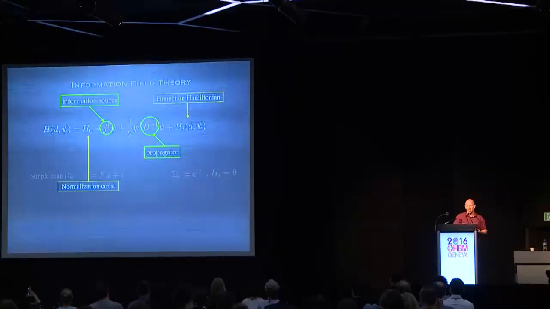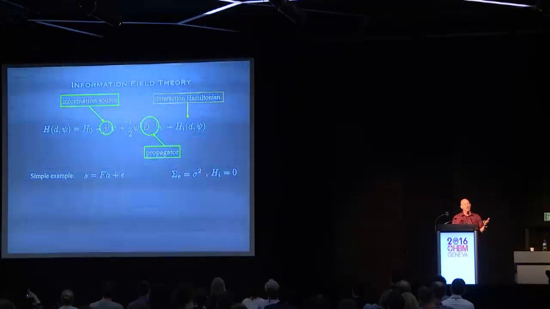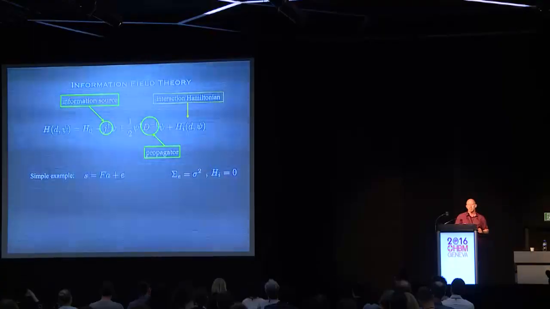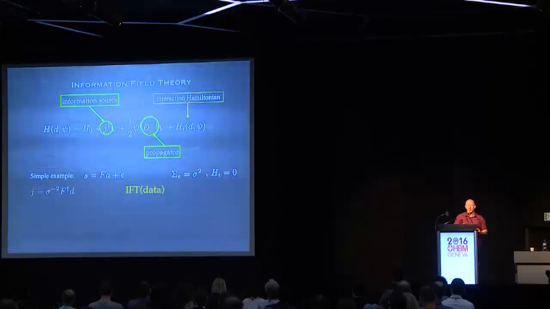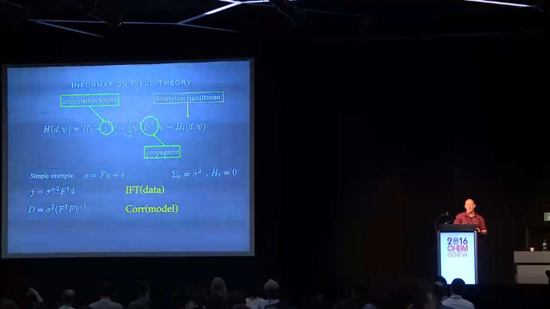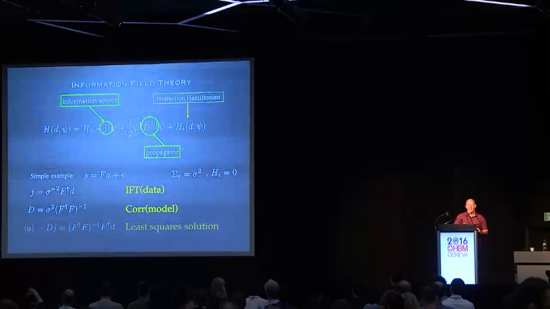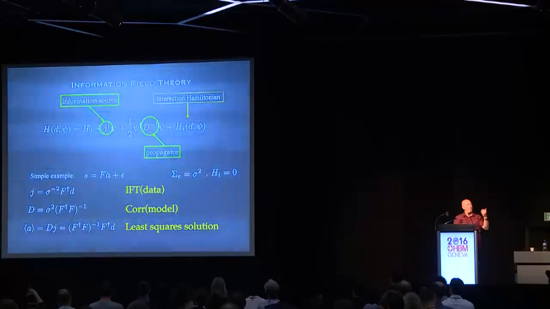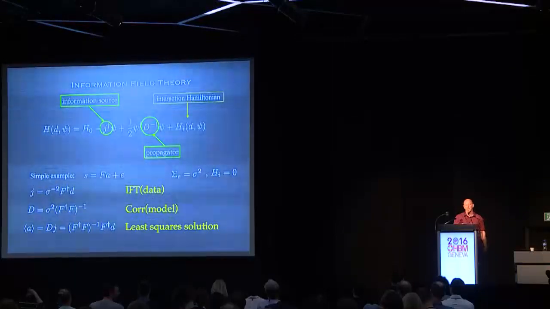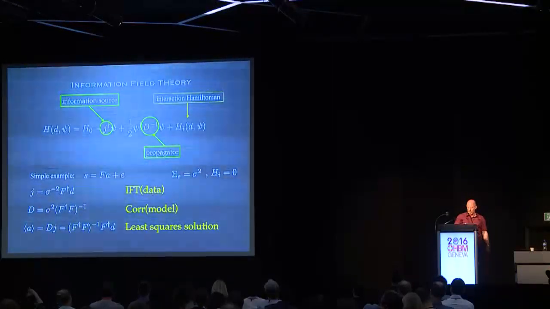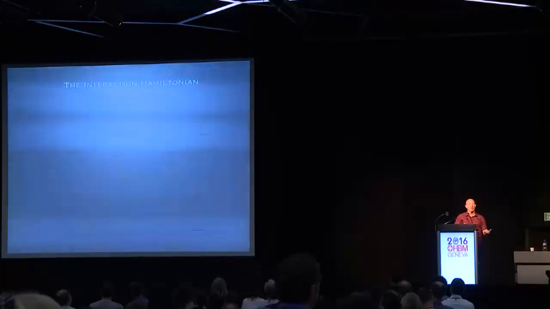Just to show you that this is something you're already familiar with, imagine you had a very simple signal that had a known model function f, let's say the Fourier functions, and amplitudes a that you'd like to estimate, and you had Gaussian noise and no interactions. Then the information source is just a scaled inverse Fourier transform of the data, and the propagator is the correlation of the model functions. The estimated amplitudes are just the propagated information source, which is, as you all recognize, the least squares solution. So you sort of know what the free Hamiltonian is, but that's not really that interesting to us.